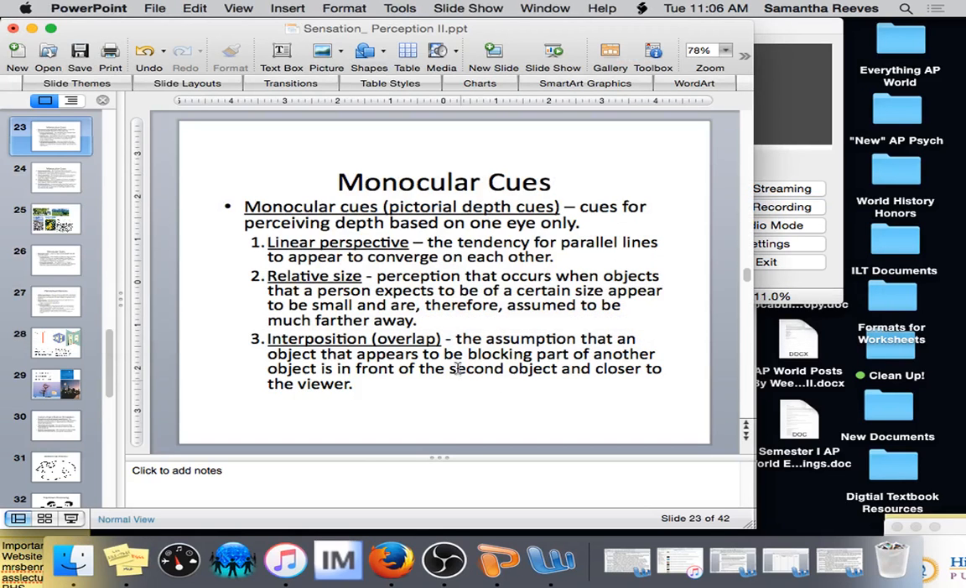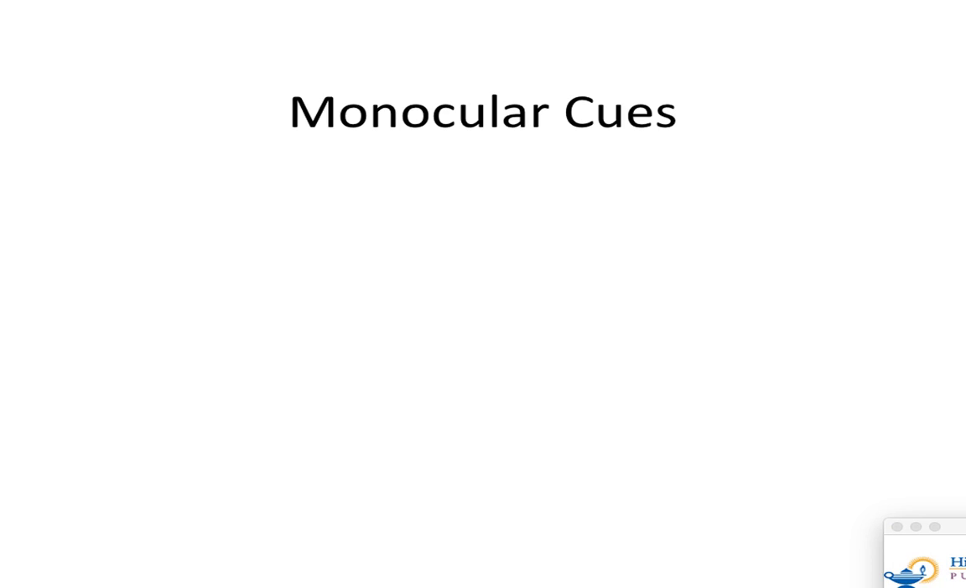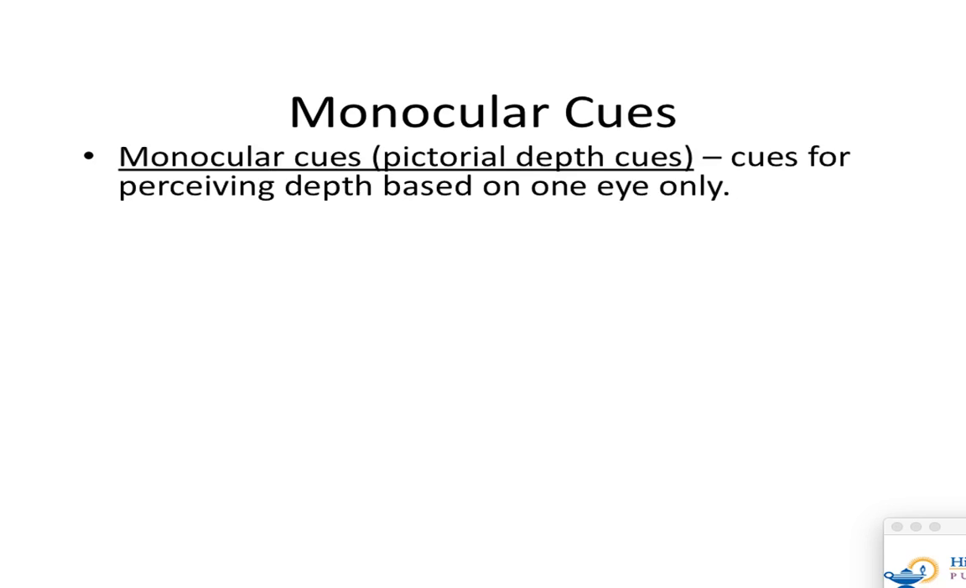All right, so today we're doing monocular and binocular cues. The first one is monocular. Now, monocular are cues for one eye, which means if you cover one eye with an eye patch or with your hand, you can still decipher depth. Does that make sense? This is all dealing with depth perception.